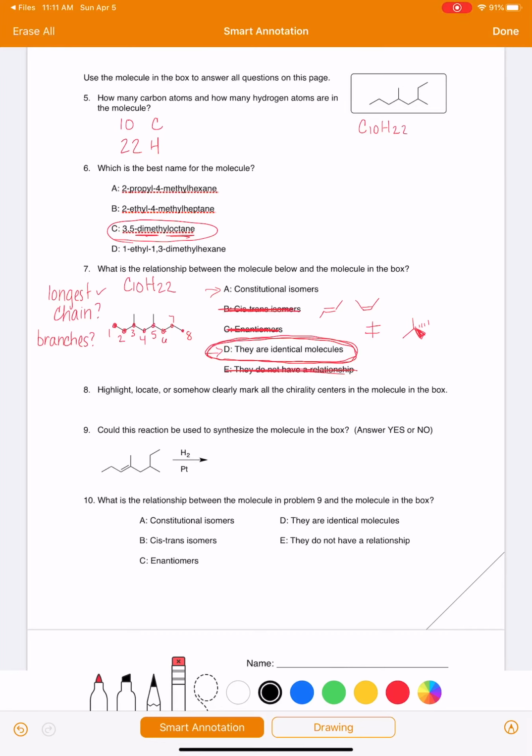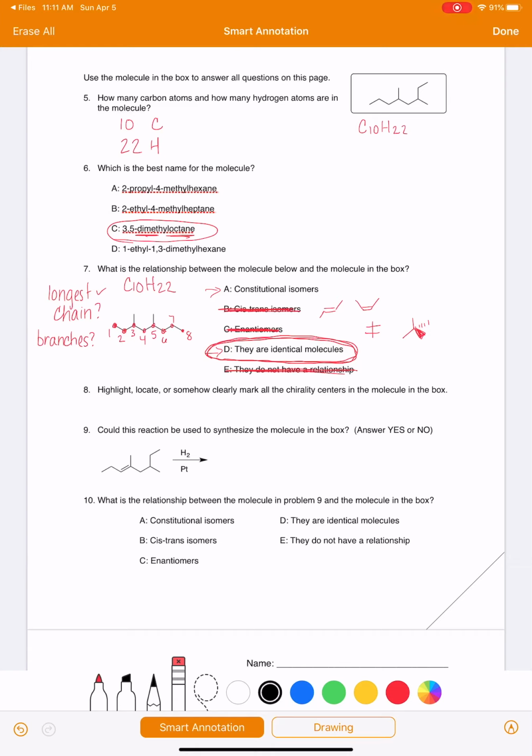So now we want to go back to the molecule in the box and mark all of the chirality centers, all of the carbon atoms that have 4 different things attached to them. And so the first thing that we're going to do is rule out carbons that have 2 or 3 hydrogens, because if you have 2 or 3 of the same thing, you cannot be a chirality center.